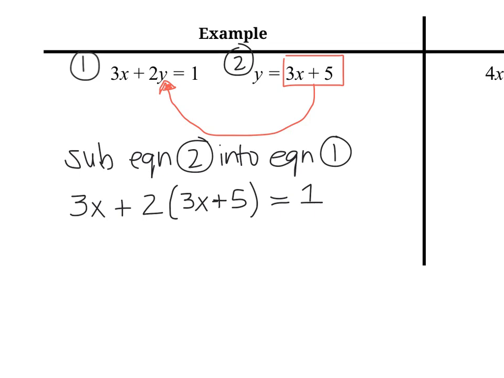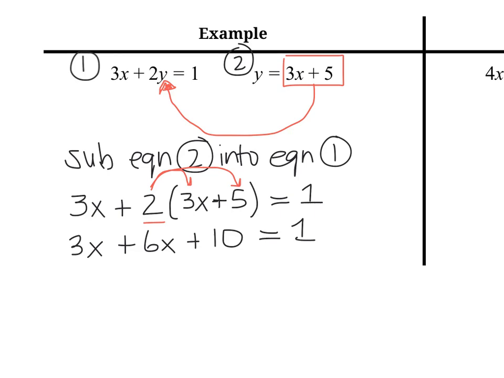So now we're going to take what we know about solving algebra, and when you have a whole number in front of a bracket, you are going to need to distribute. So I'm going to take 2 and distribute it into its bracket. So we're going to recopy 3x. And if I distribute, I'm going to have 2 multiplied by 3x, which is 6x, and 2 multiplied by 5, which is positive 10. That is all equal to 1.